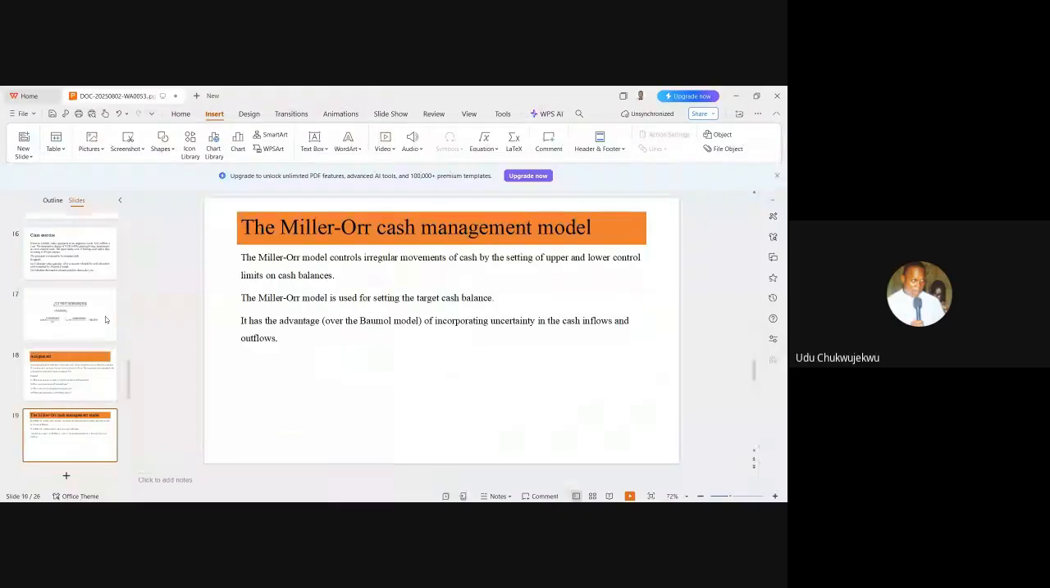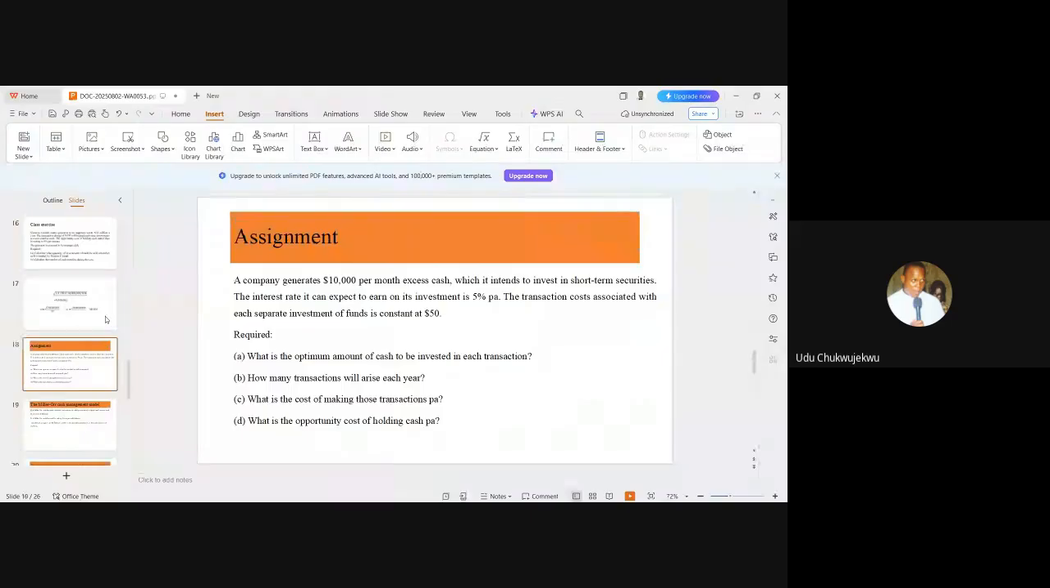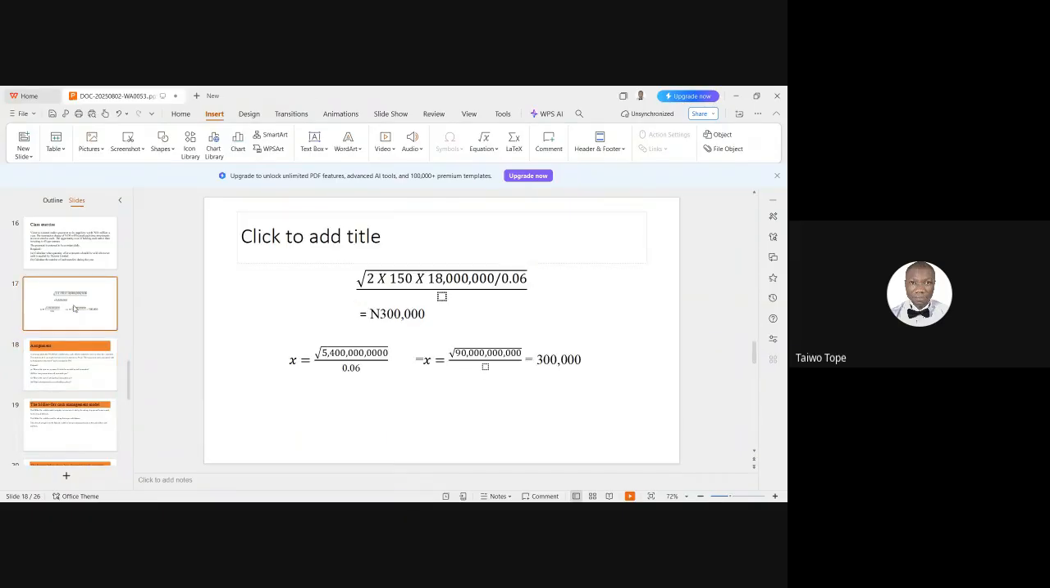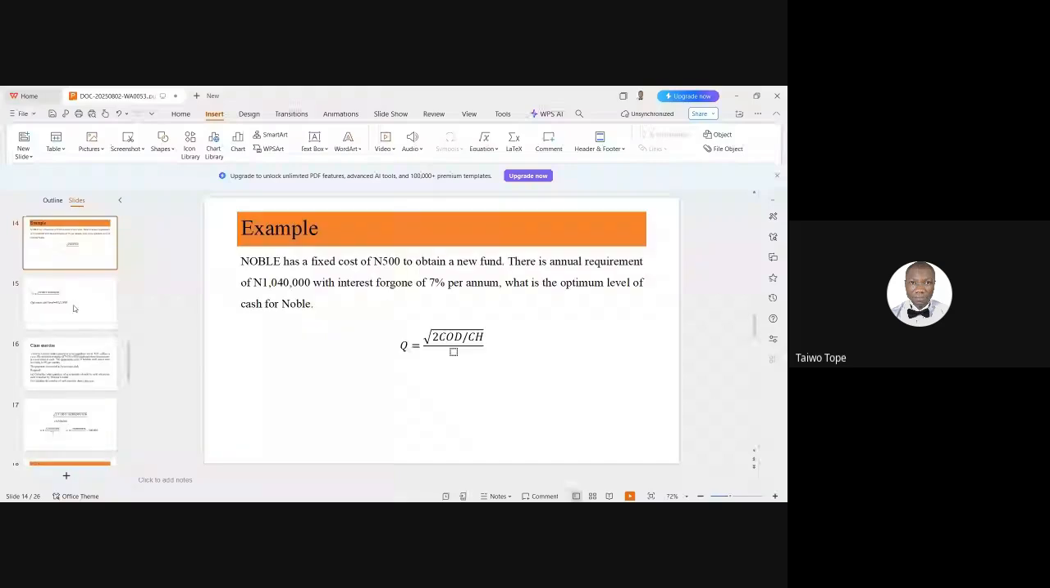What is the optimal amount of cash to be invested in each transaction? Yes, sir. So when we define EOQ, what was our definition, sir?